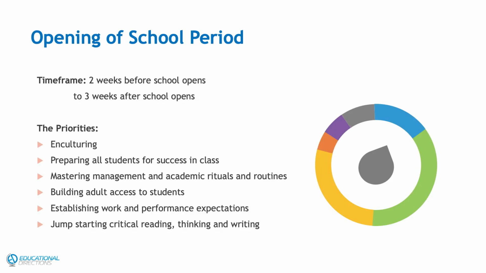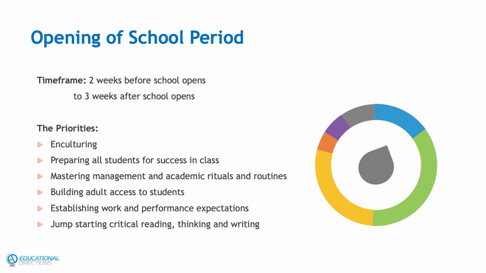So the opening period starts about 2 weeks before students get in the building to about 3 weeks after school opens. The priorities are enculturing, preparing students for success in class. Rituals and routines here are even more important than the learning, because the things that we set, if we can eliminate bad habits, if we can get everybody used to how to do transitions, knowing what expectations are in terms of lunchtime, in terms of discipline, in terms of what teacher and student relationships are going to look like, setting this in the opening of school is huge for us, making sure that we have as few inorganic barriers to learning throughout the rest of the school year.